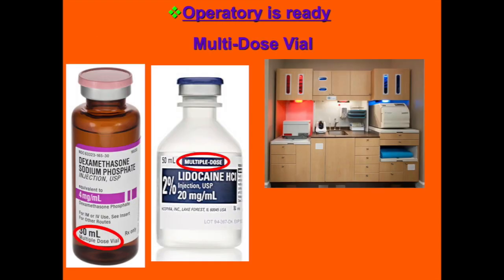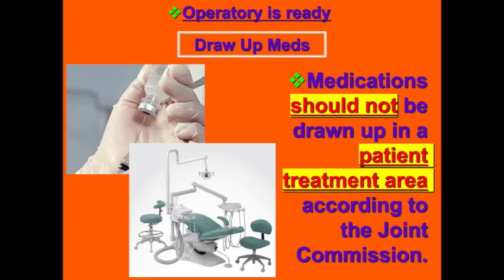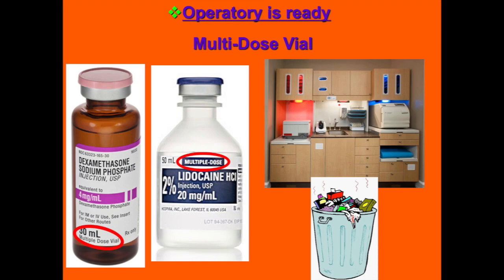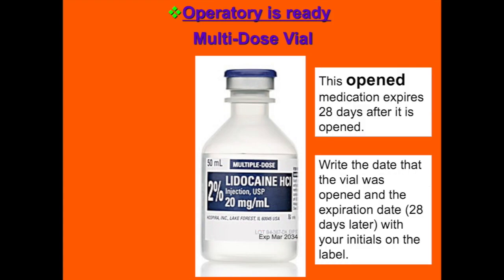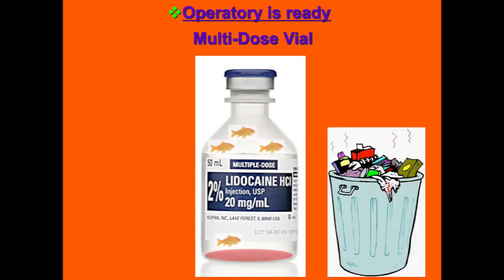All these drugs need to be drawn up in a clean area. If there's a patient in the treatment area, you should not draw another patient's drugs up there. And remember, like we say, if it's a multiple dose, it's got preservative. So an unopened multi-dose vial will expire on the last day of the month. And if it is an opened vial, you have to put a mark on it somehow on the day you opened it, and you count 28 days forward, and that's when a multi-dose expires. And just make sure there's no contamination within the vial.